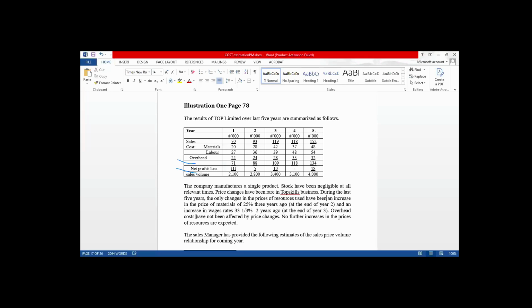And an increase in wage rates of 1/3, 2 years ago. That is at the end of year 3. Overhead costs have not been affected by price changes. No further increases in prices of resources are expected. All right.